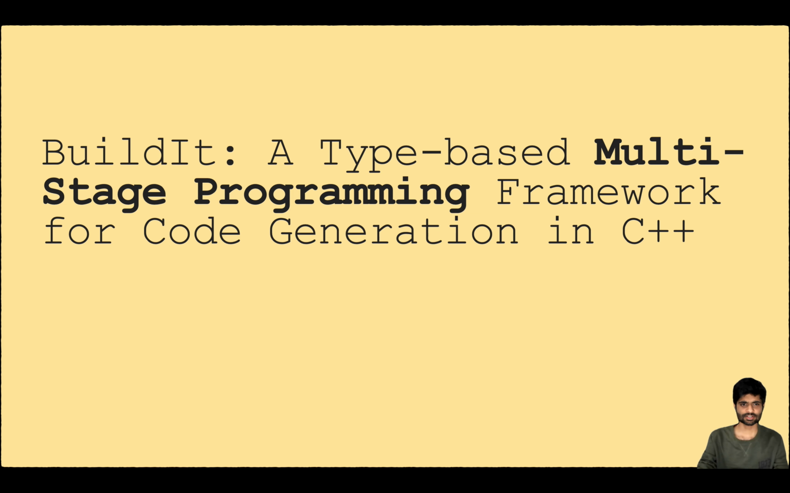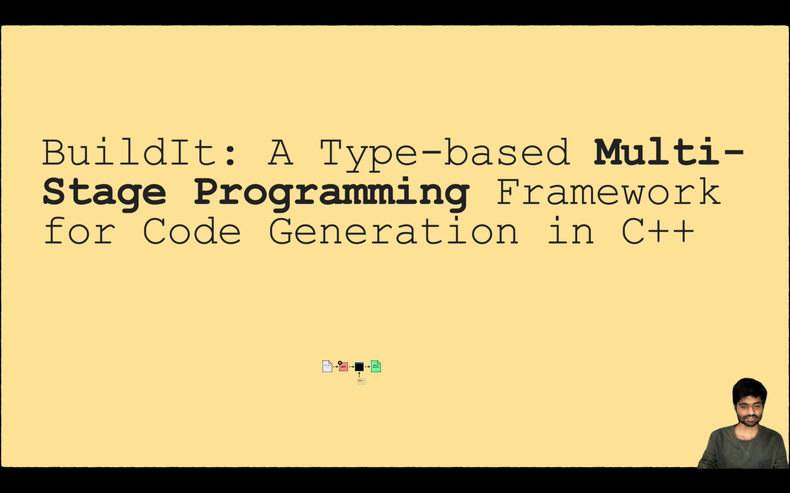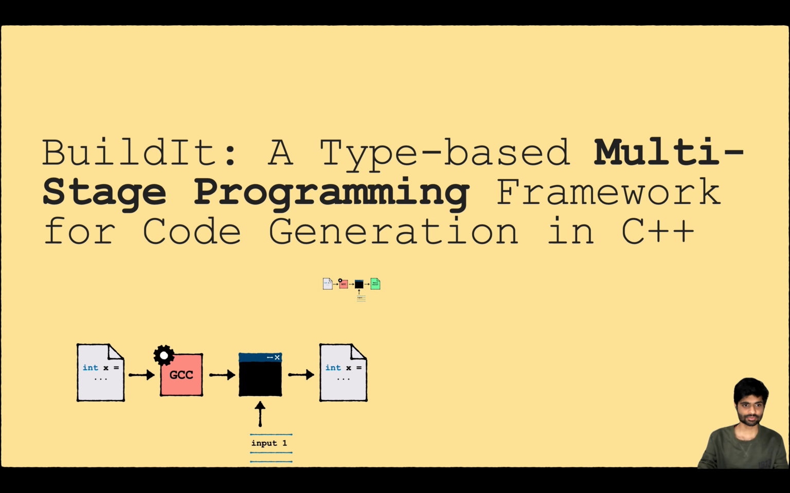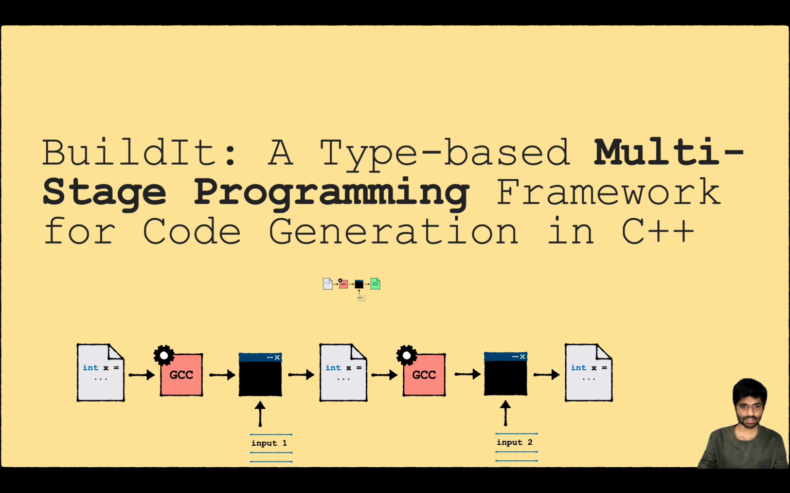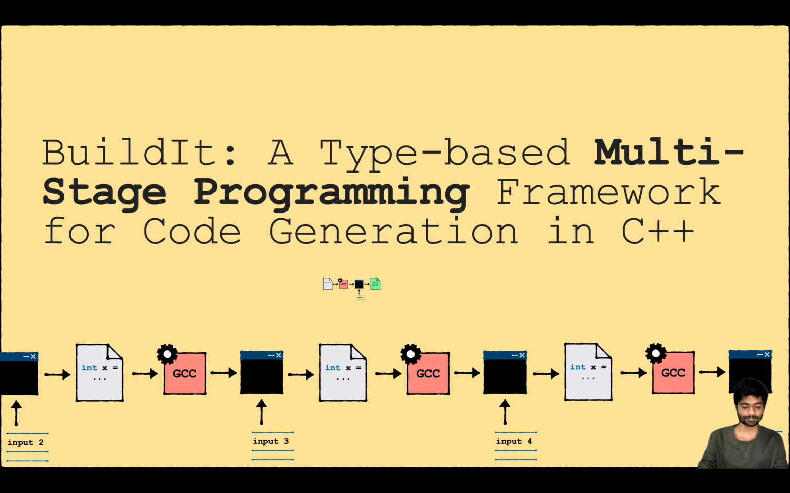In traditional single-stage programming, the developer writes some source code and passes it through a compiler to get an executable. This executable is then executed on certain inputs to produce an output. In multi-stage programming, however, the output of this first stage is again some source code. The developer compiles and executes this with a new set of inputs to produce more source code. This process can be repeated an arbitrary number of times before getting the final output.